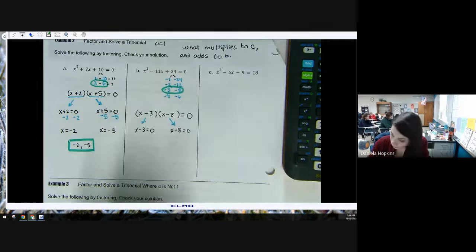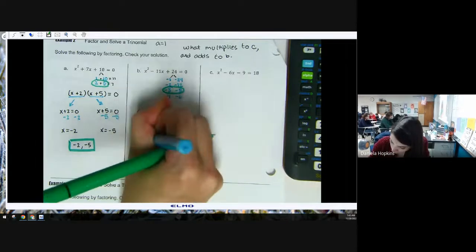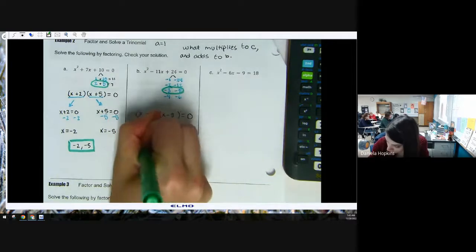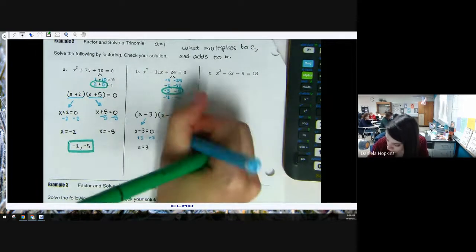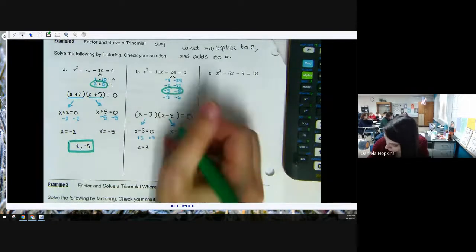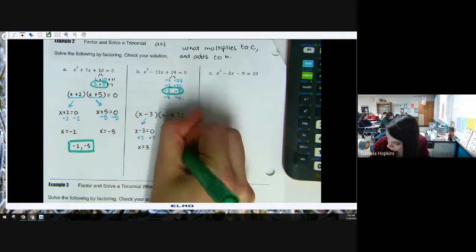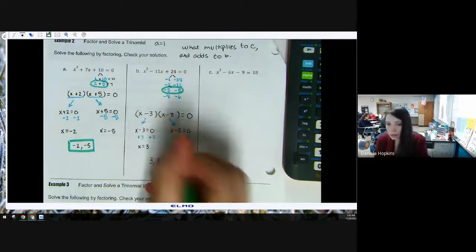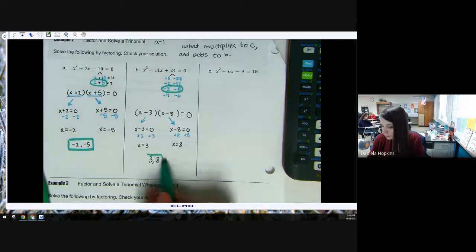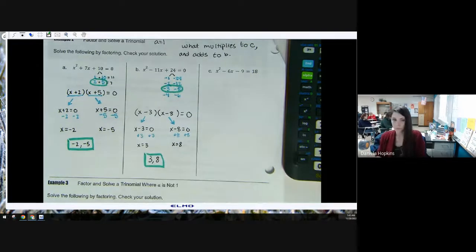I would add 3 to both sides here. So I get x equals 3. And here I would add 8 to both sides. So I get x equals 8. So on Go Formative, I would just list 3 comma 8. Not to be confused with an ordered pair, just listing my x's. We see in this pattern how this works?